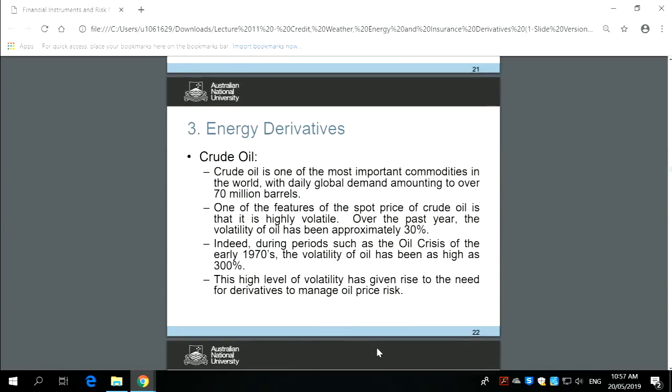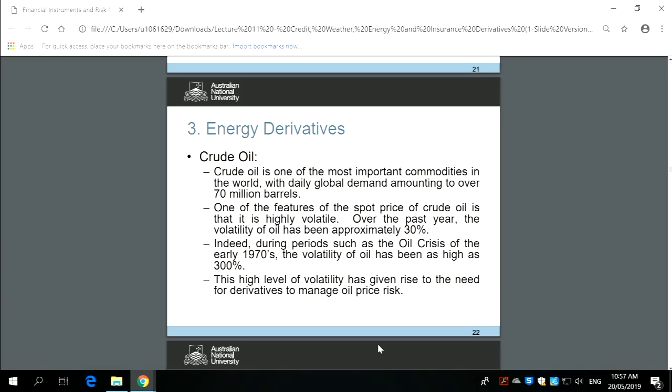Okay, so the first one we're going to look at is crude oil. So the total crude oil consumption around the globe every day is about 80 to 90 million barrels of crude oil each day. Right, it's used for a lot of stuff, used for passenger cars and used for making plastics. And so there's a high demand for oil, and oil price is very volatile.